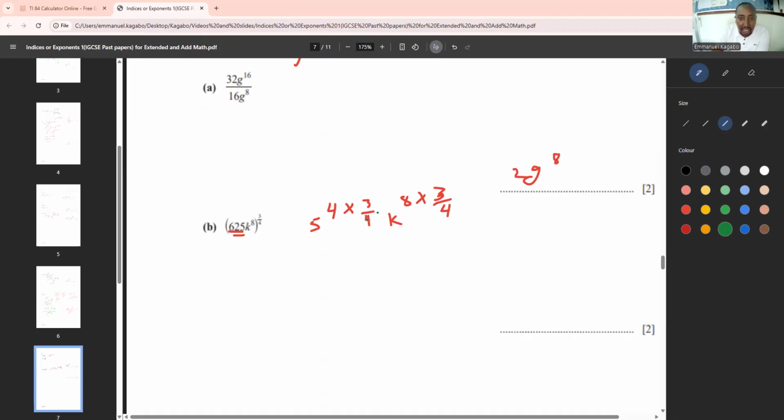Now, this one. So I'll get 5 power 3. This one and this one. This will be 2, which will give me k power 6. So the final answer will be 125, then k power 6. Okay. I hope you understand the way I simplified.